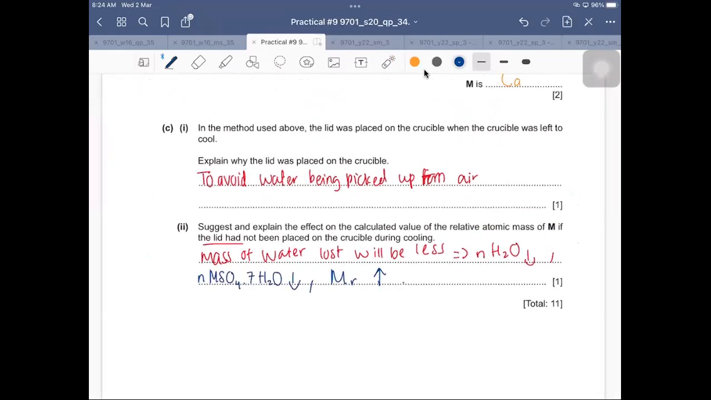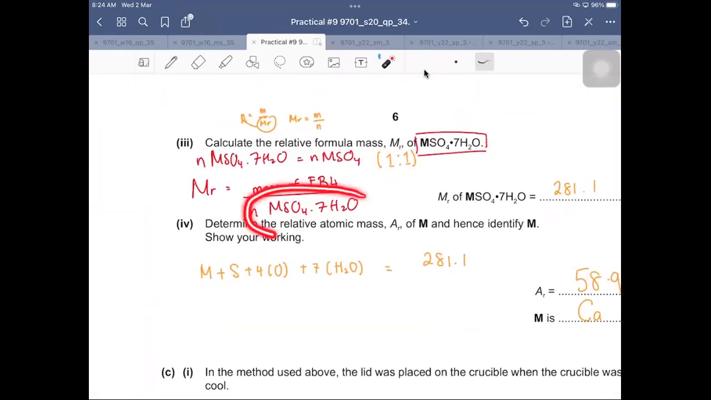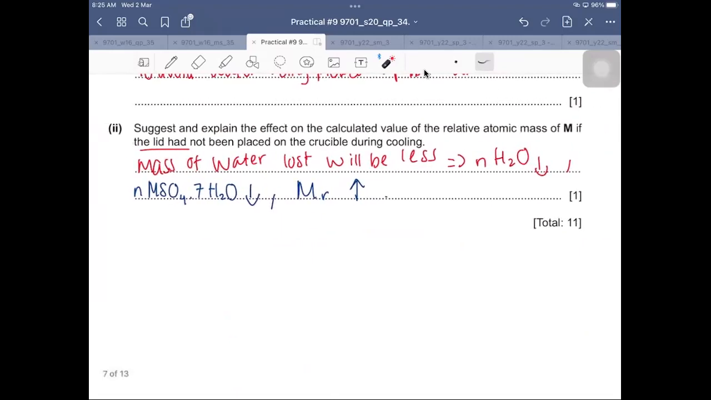This means our MR will increase. Okay? So the reason why it increases is because number of moles is the bottom number, the denominator. So if this number goes down, the MR goes up. So the most difficult part of this question is understanding the first part, the fact that the mass of water loss will be smaller.